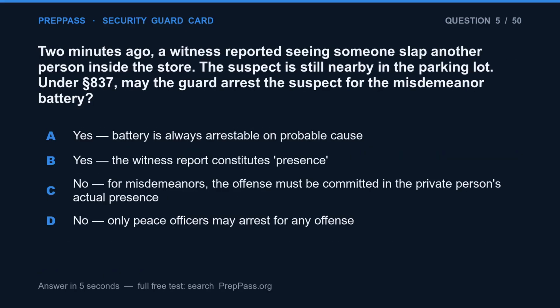Question 5. 2 minutes ago, a witness reported seeing someone slap another person inside the store. The suspect is still nearby in the parking lot. Under Section 837, may the guard arrest the suspect for the misdemeanor battery? A. Yes, battery is always arrestable on probable cause. B. Yes, the witness report constitutes presence. C. No, for misdemeanors, the offense must be committed in the private person's actual presence. D. No, only peace officers may arrest for any offense.